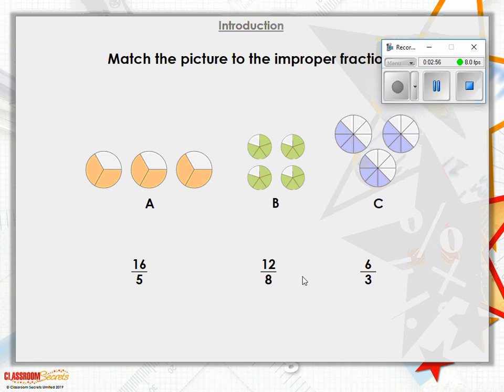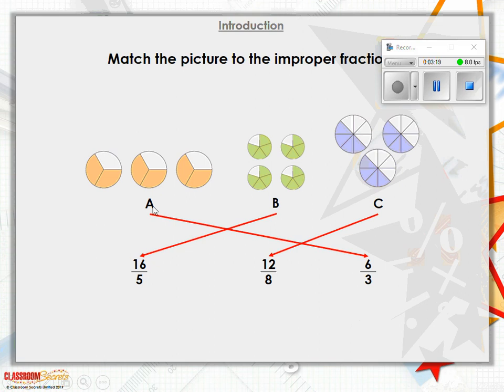Now remember that the denominator is the amount of equal parts the shape has been divided up into, and your numerator are the parts of the shape that have been shaded. So your answer is this.